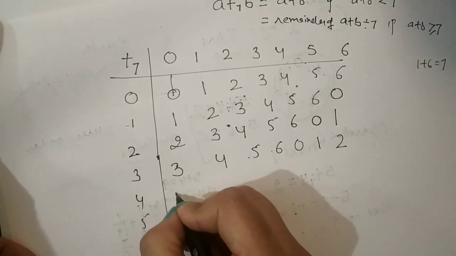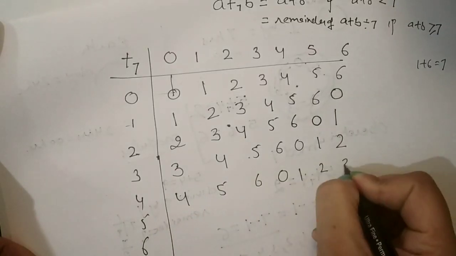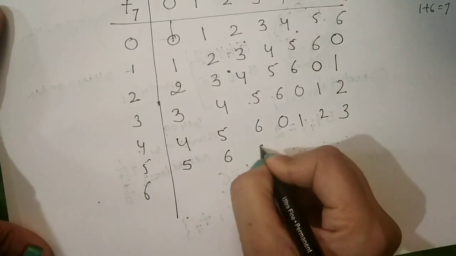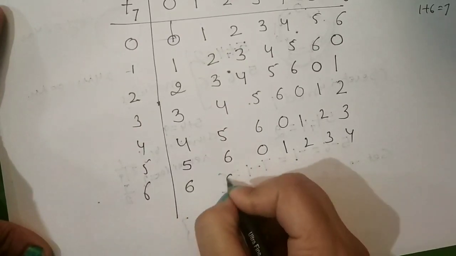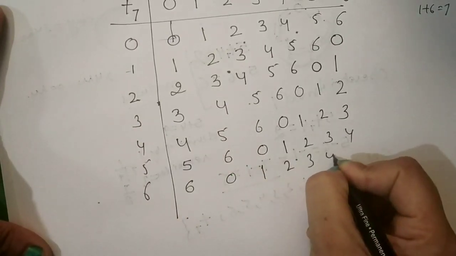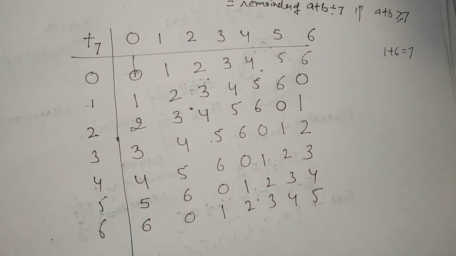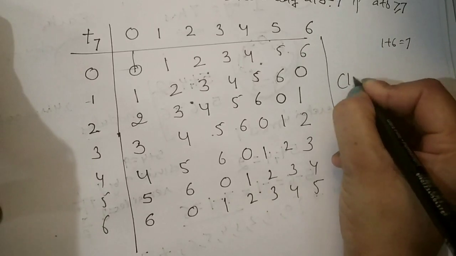Now the element here, so this is the composition table. Now we have to check all the properties considering this composition table.